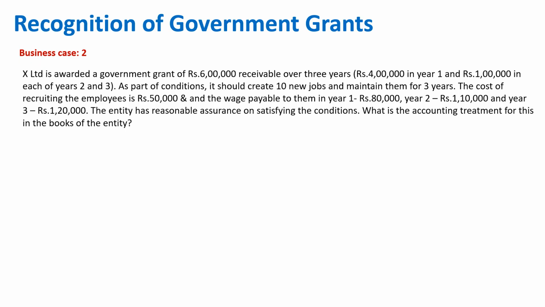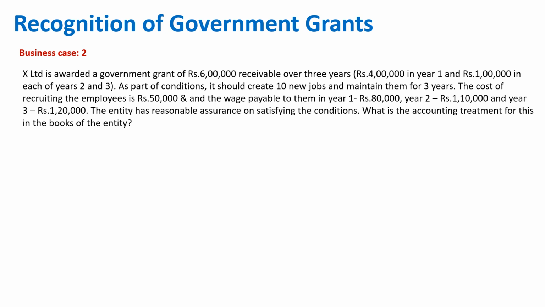So this is the very important sentence here. What is the condition? The entity should create 10 new jobs and maintain them for 3 years, right? That means you should not remove the people from the entity. They have to continue for 3 years minimum. The cost of recruiting the employees is 50,000. That means when you recruit them, there is a cost of 50,000 to be incurred. And the wage payable to them is year 1, 80,000, year 2, 1,10,000, year 3, 1,20,000.